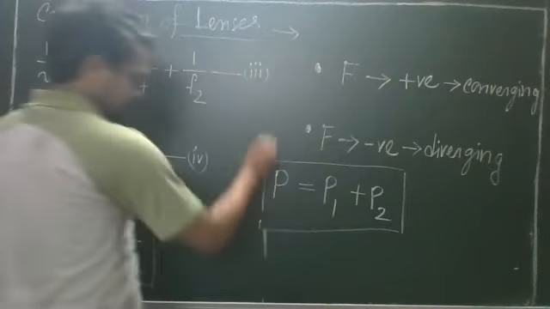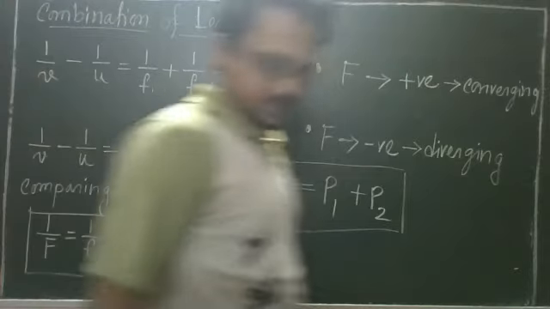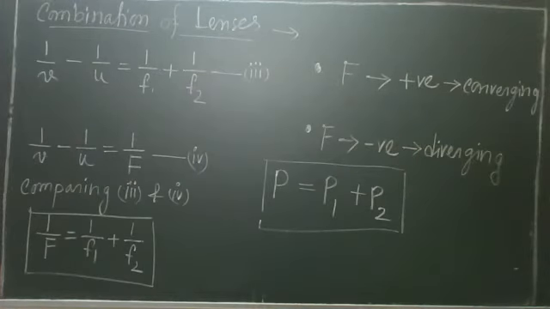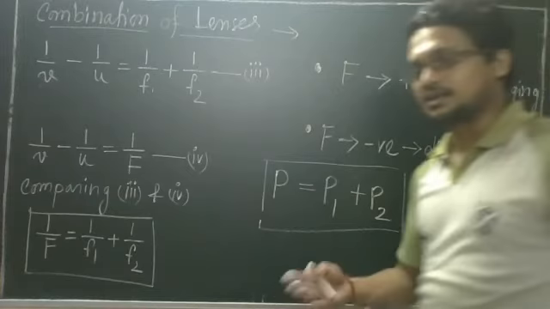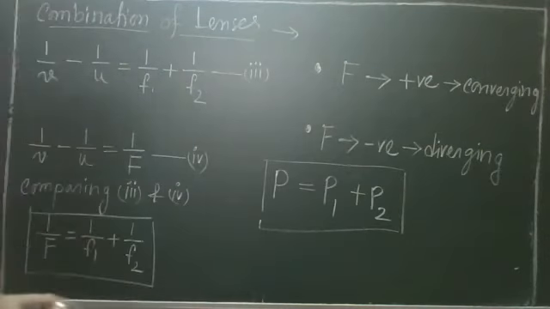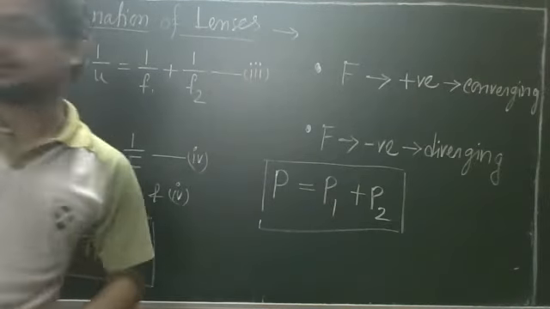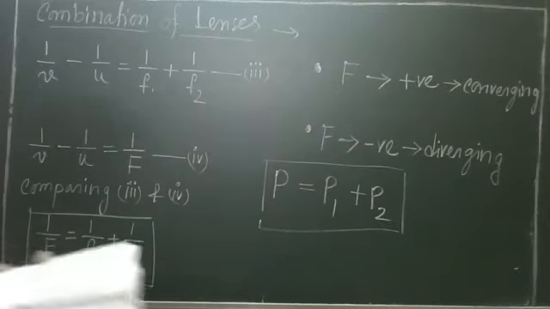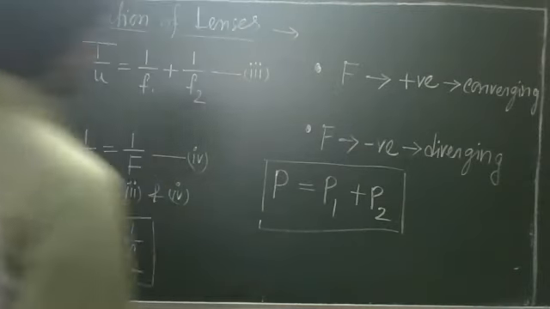Now we will solve a few numericals. One numerical we will solve from these two equations. After that we will go to lens mirror combination. We had seen lens combination, and two numericals we have done in the last class. Here we will see lens mirror combination. Clear? So I am erasing this.